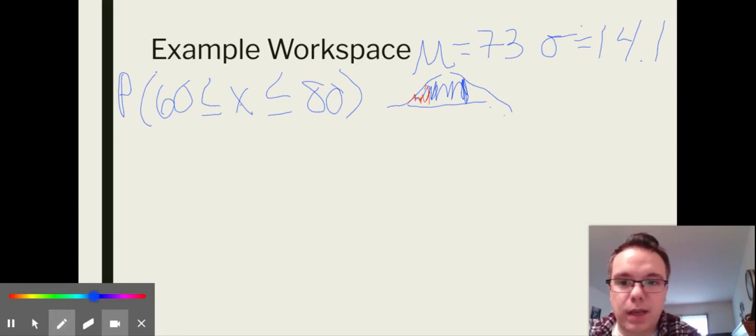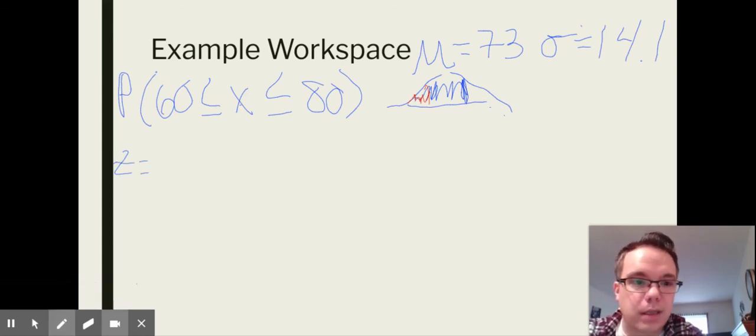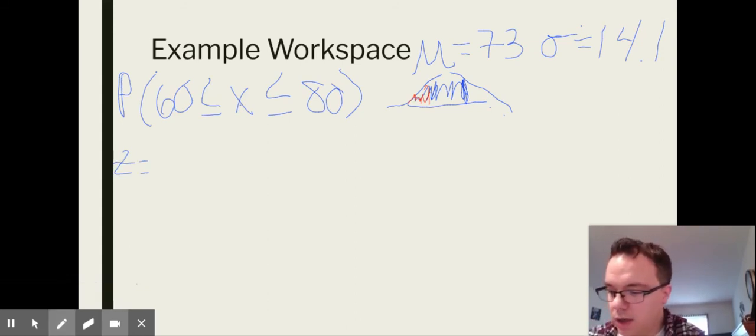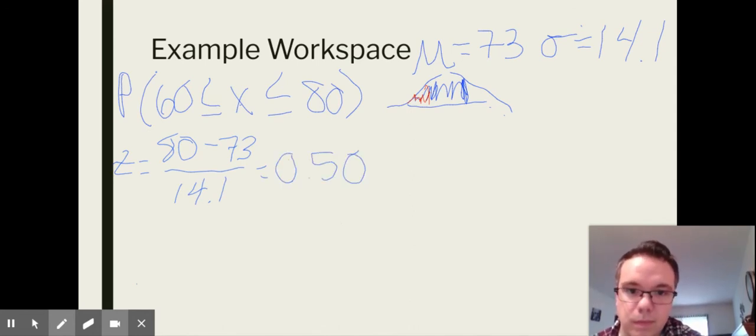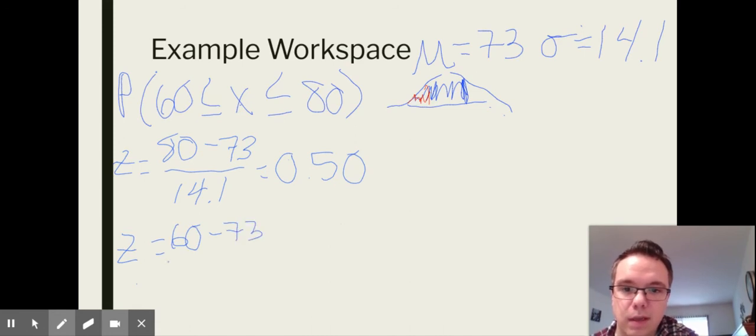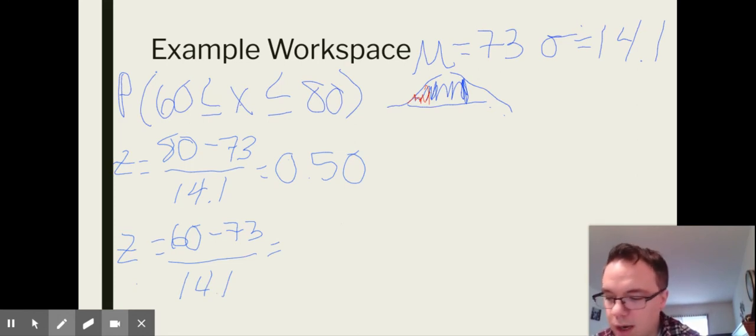I'm going to start with the bigger value because that is the probability we're going to find first. So I'm going to take the value they gave me, 80 minus 73, and divide it by my 14.1. And that gets us a z-score of 0.50. And if I find my z-score for 60, my smaller one, I'm going to take 60 minus 73, divide it by 14.1, and that gets me a z-score of negative 0.92.